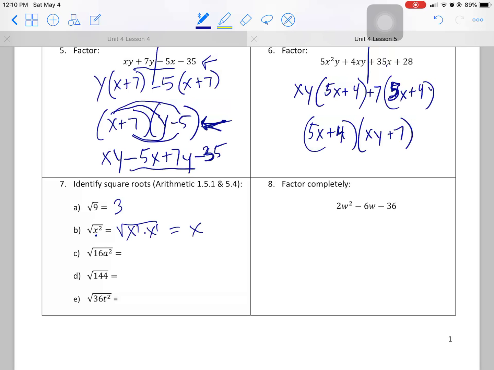The square root of 16a squared. The square root of 16 is 4. The square root of a squared is a. Square root of 144 is 12. Square root of 36 is 6, and t.